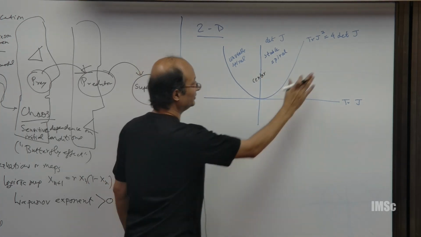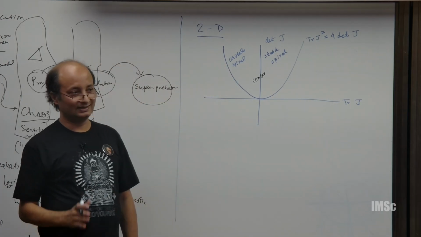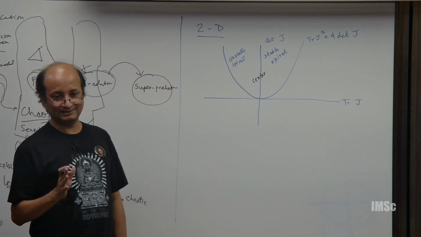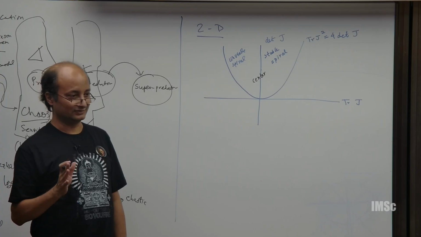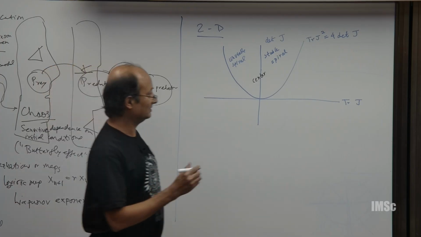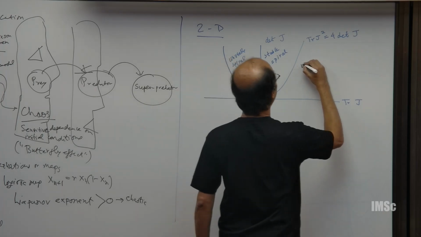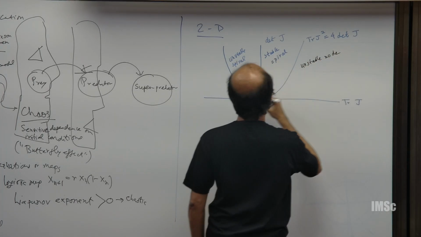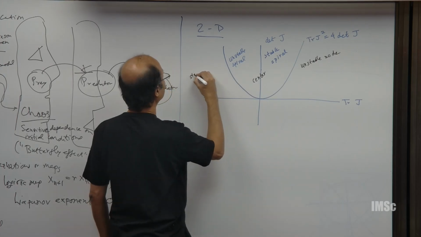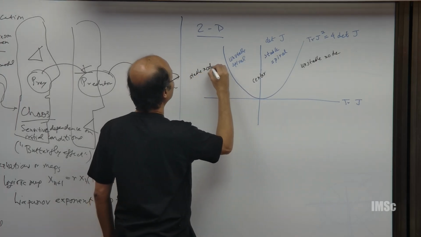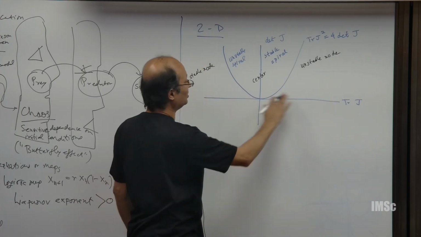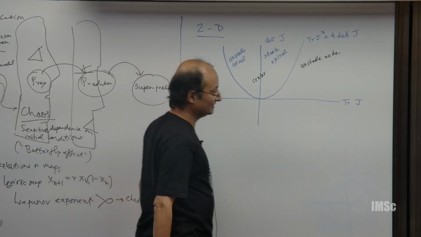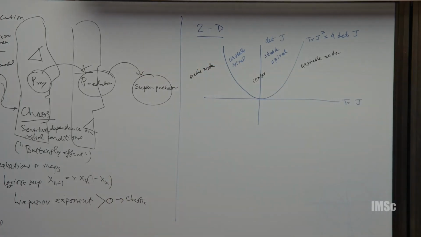Okay. What will you have on this side? The eigenvalues are all real and they are positive. Stable node, unstable. And what will you have here? Stable node. Okay. Now, so this is all for determinant J positive. What will happen if determinant J is negative?